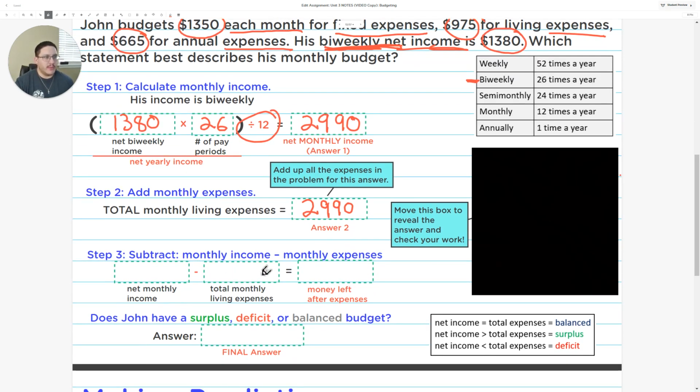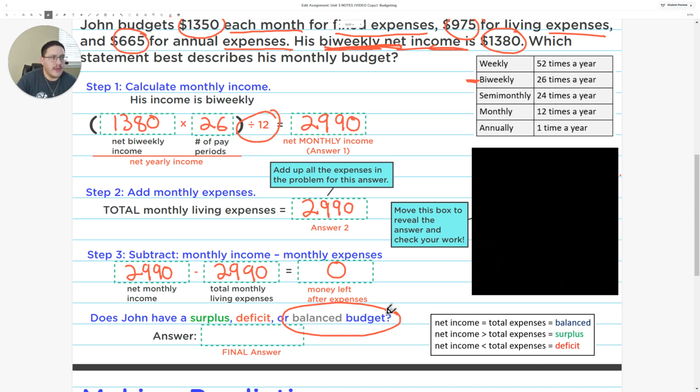Step 3, subtract the monthly income. And you can kind of guess, seeing from how these numbers are the same, how this is going to turn out. $2,990 minus $2,990 will equal 0. So we have a balanced budget.